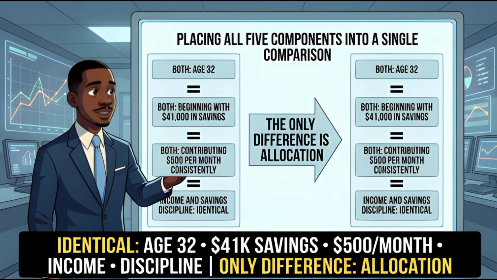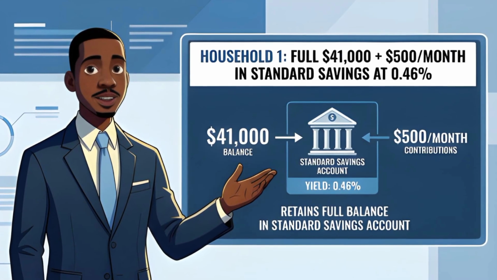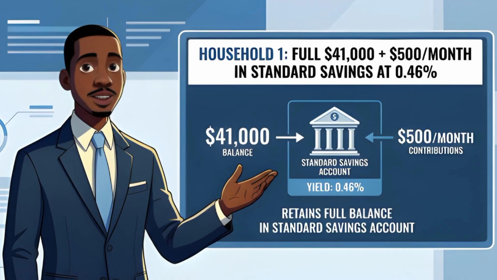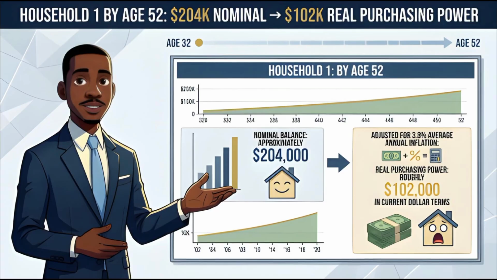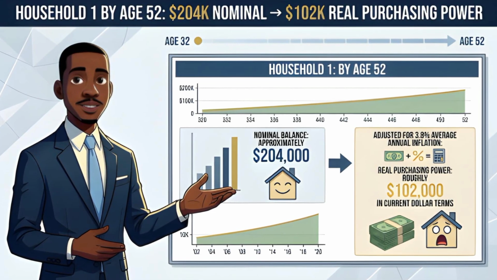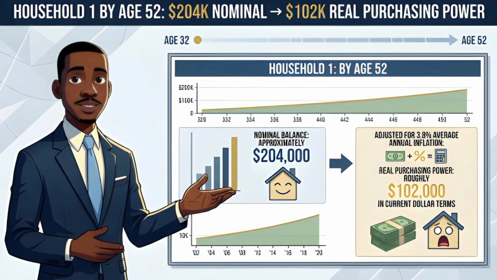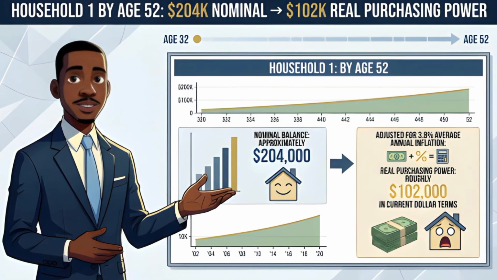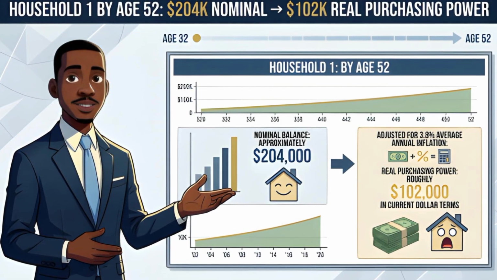Placing all 5 components into a single comparison: 2 households, both age 32, both beginning with $41,000 in savings, both contributing $500 per month consistently. Income and savings discipline are identical. The only difference is allocation. The first household retains the full balance in a standard savings account at 0.46%. By age 52, their nominal balance is approximately $204,000. Adjusted for 3.8% average annual inflation, the real purchasing power of that balance is roughly $102,000 in current dollar terms.